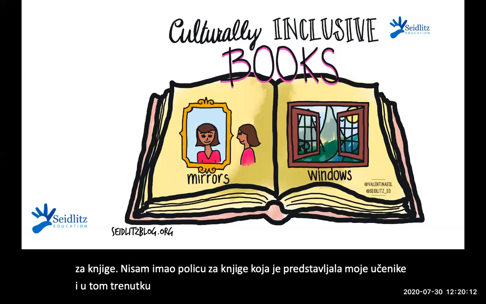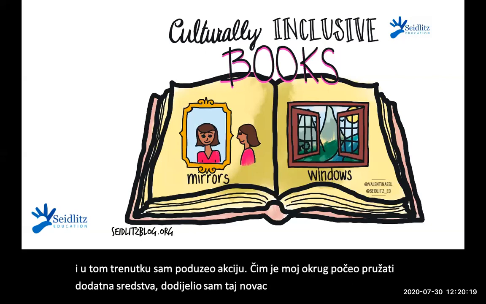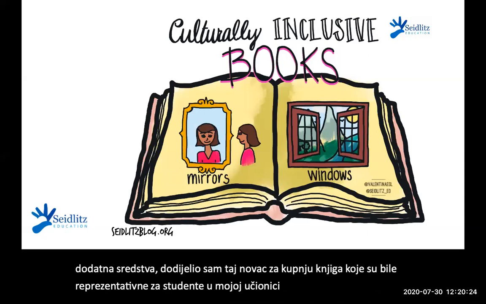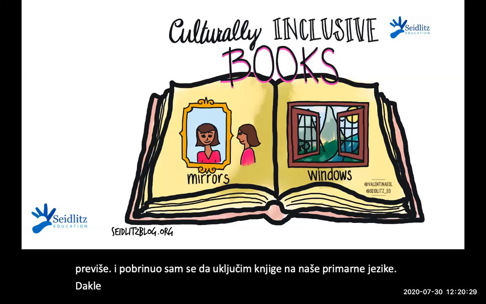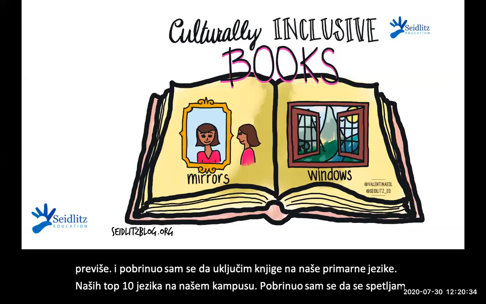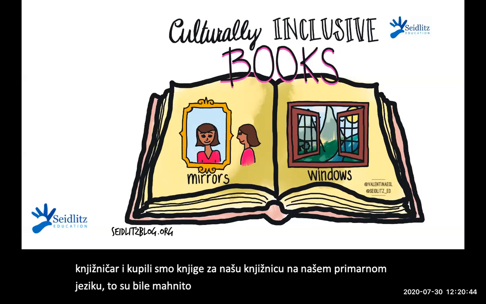As soon as my district started providing extra funds, I allocated that money to buying books that were representative of the students in my classroom and on our campus too. And I made sure to include books in our primary languages. So for our top 10 languages on our campus, I hooked up with my librarian and we bought books for our library in our primary languages. And those were wildly popular books. Even our native English speakers wanted to see those books and wanted to get their hands on them.